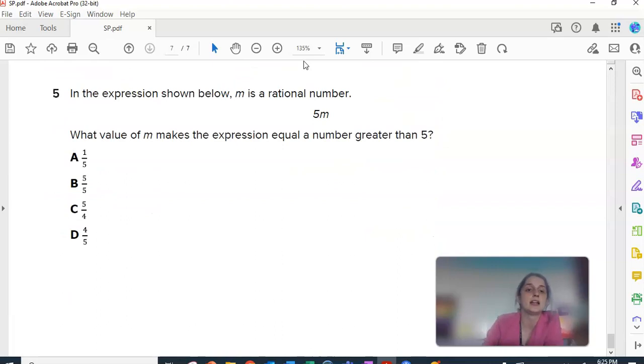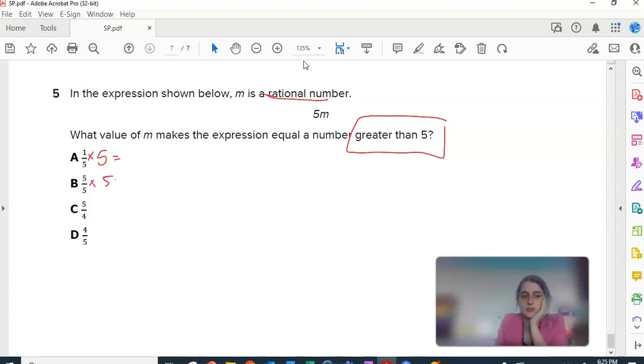Last one. In the expression shown below, m is a rational number. Rational numbers can be fractions, decimals, positive, negatives, anything in that realm. So m could be anything. Looking at A, B, C, D, it's going to be a fraction. The question is, which value of m makes the expression equal a number greater than 5? So we have 5 times m. Is 1/5 times 5 going to give you an answer that's bigger than 5?